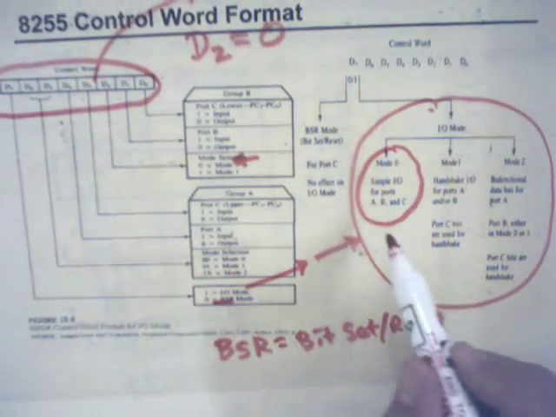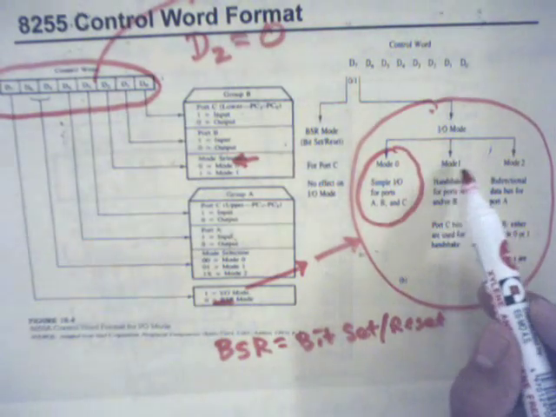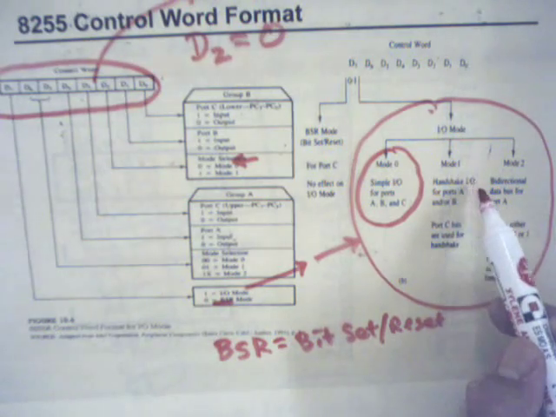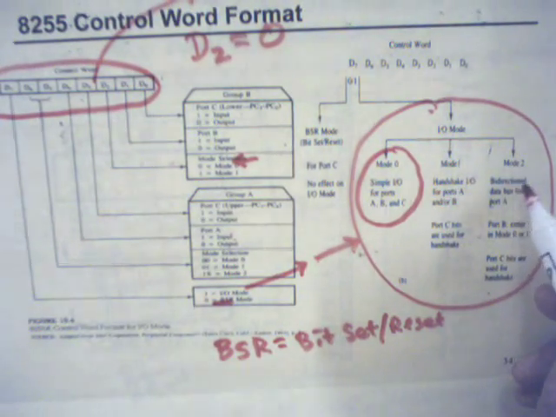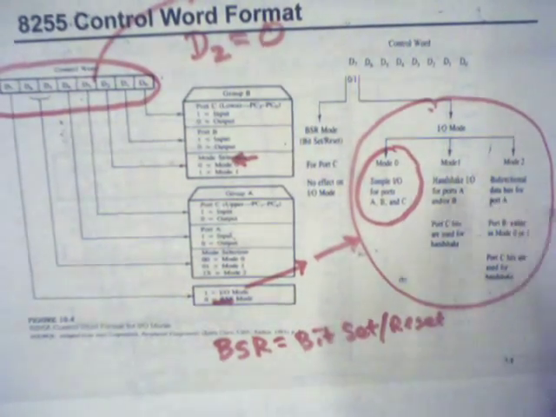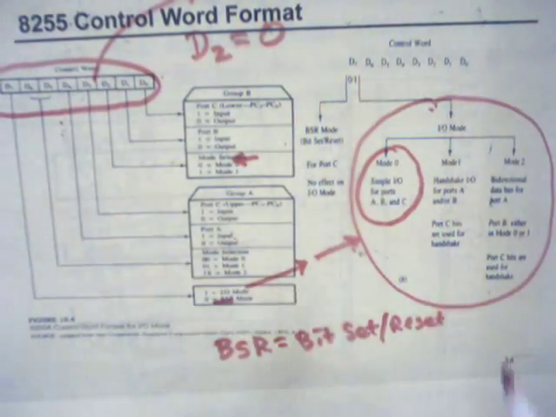The other modes are, mode 1 is handshaking mode, or handshaked input output, and mode 2 is bidirectional data bus for port A. So we programmed the 8255 with this approach.